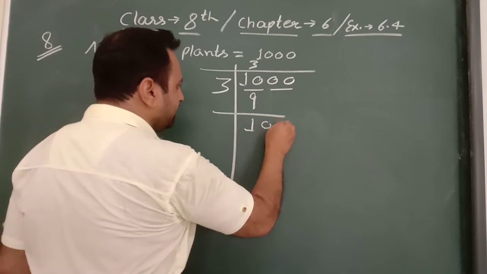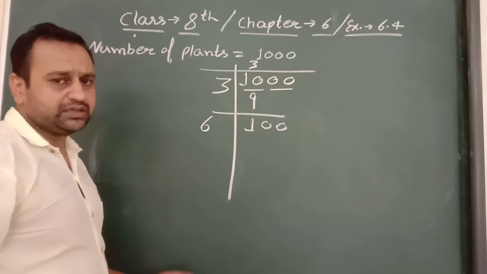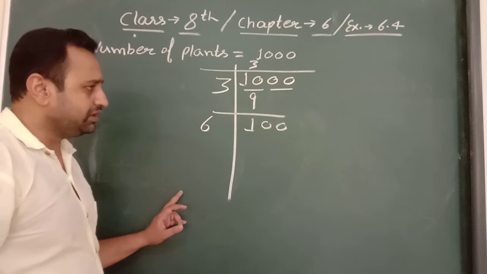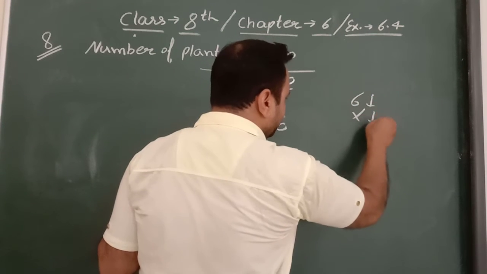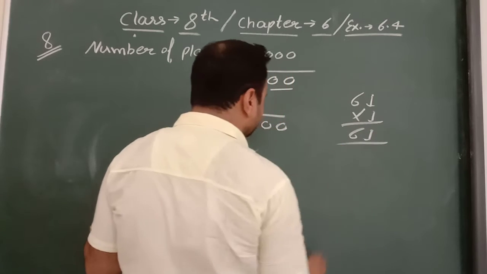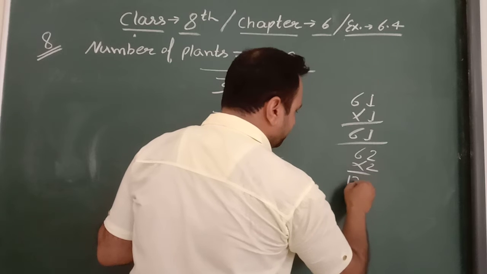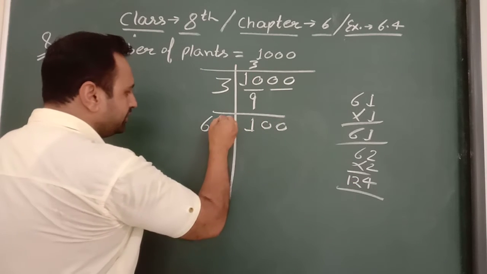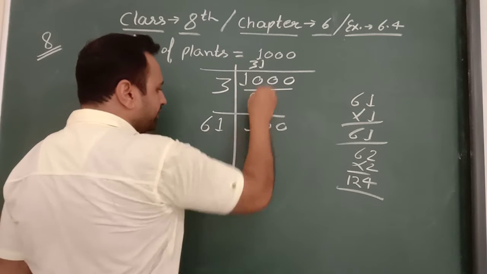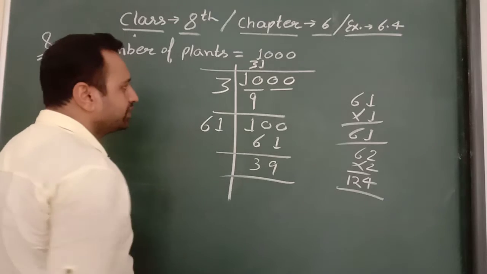1 and 0. Double of this is 6. Now we write a digit near 6 and multiply by the same digit. 61 multiplied by 1, we get 61, which is less than 100. And if we take 2, then 124, which is larger than 100. So we take the digit 1, 61, and the remainder is 39.